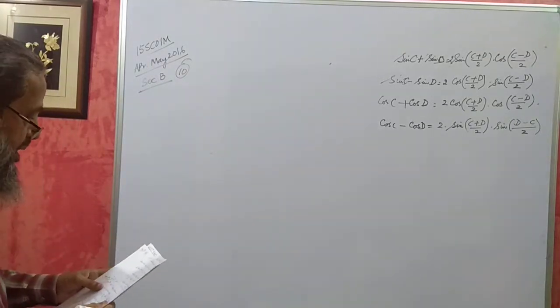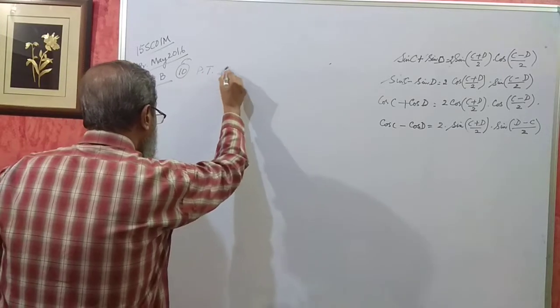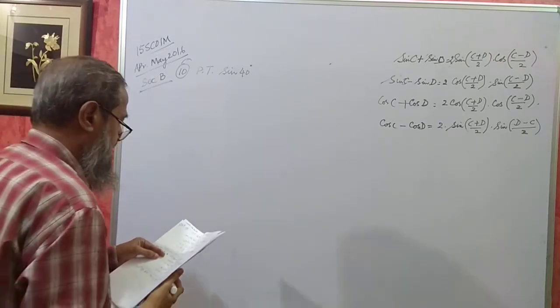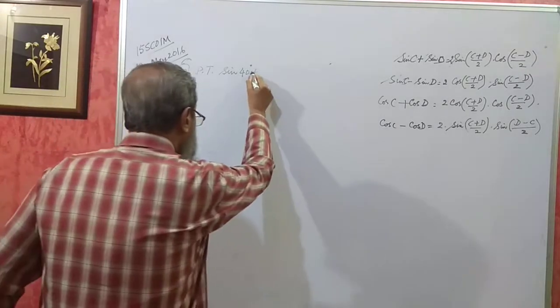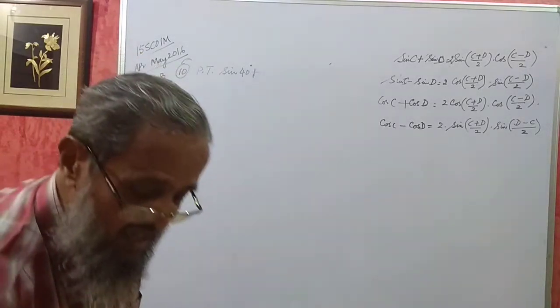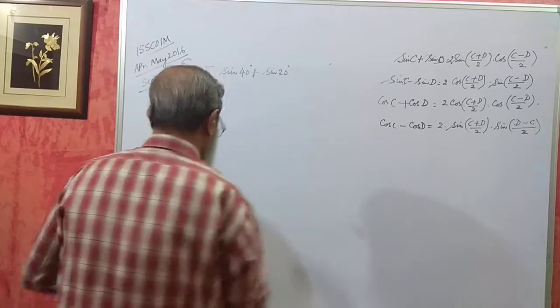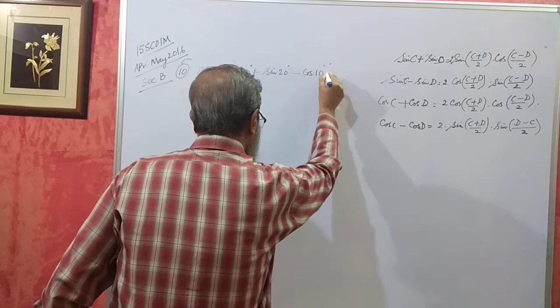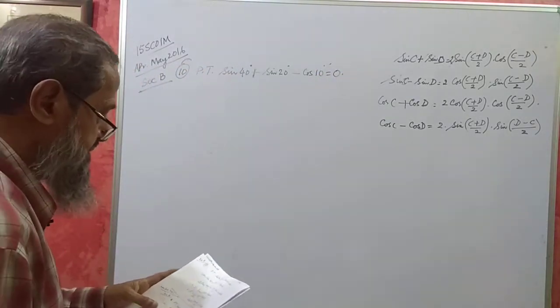The 10th question goes like this. Prove that sine 40 plus sine 20 minus cos 10 degree is equal to 0. This is for 10 marks.